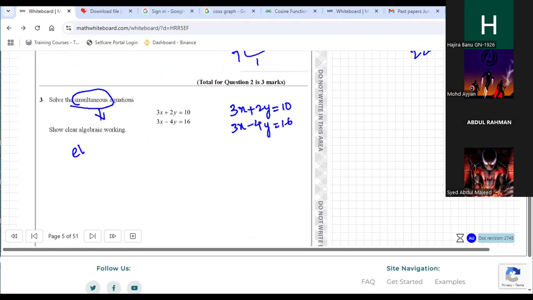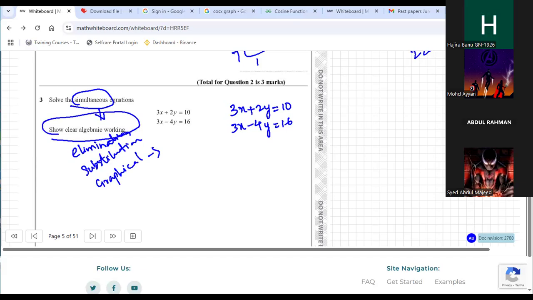So there are three methods to solve a simultaneous equation. One is the elimination method, another is the substitution method, and the third one is the graphical method. Here we are not using the graphical method because no graph is provided, nothing is mentioned. Here he has clearly mentioned algebraic working, so we can use both elimination and substitution, whatever you feel is easy.